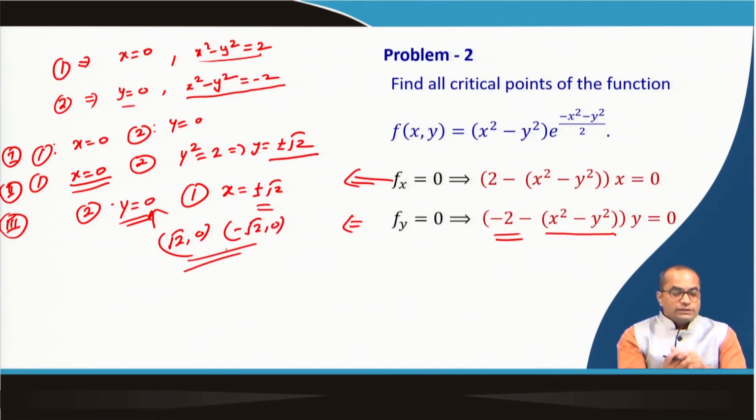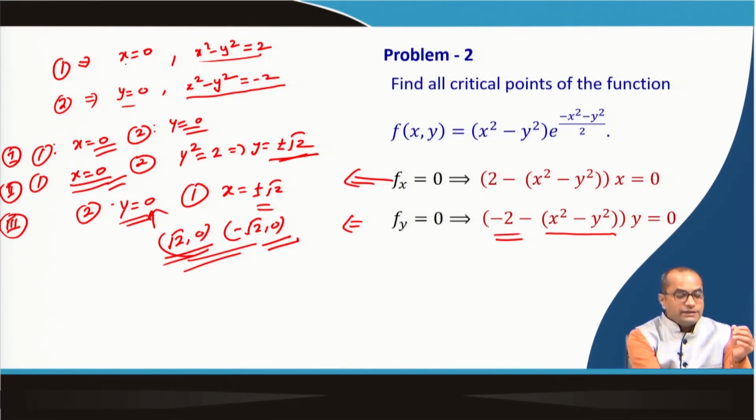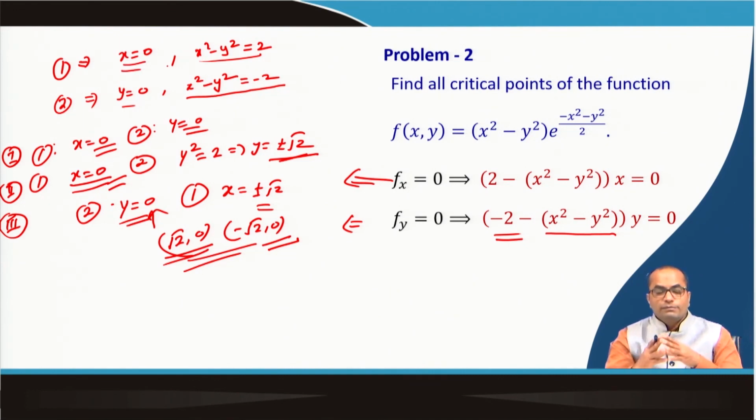Well, so these are the possible solutions. Now at all these points, whether it is plus square root 2 comma 0, minus square root 2 comma 0, or we have 0 comma square root 2, 0 comma minus square root 2, or we have 0 comma 0, at all these points the derivative value of this function will be 0.